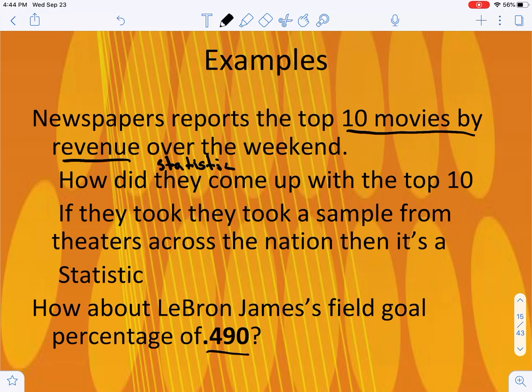If I said LeBron James's shooting percentage is 49%, we have access to every single shot that LeBron James shot in a game. So this percentage would be a parameter. It's just a matter of looking at whether the number comes from the whole thing, the population, or from the sample. If the number describes a sample, it's a statistic. If the number describes a population, then it is a parameter.